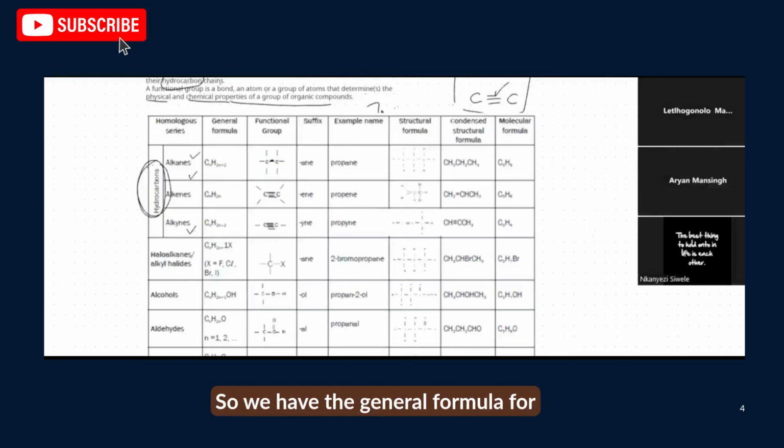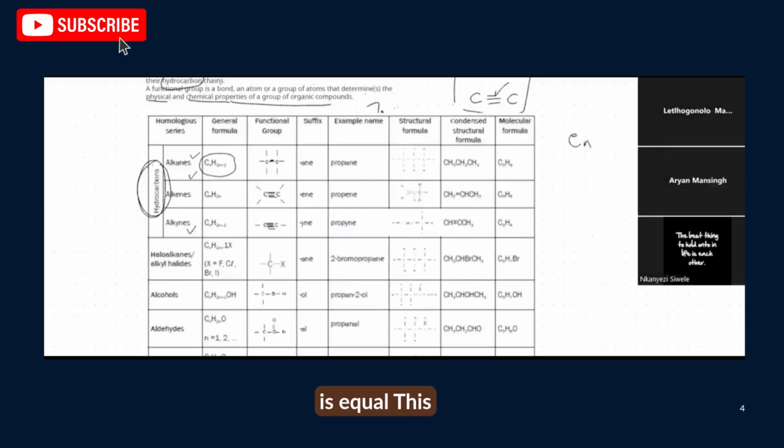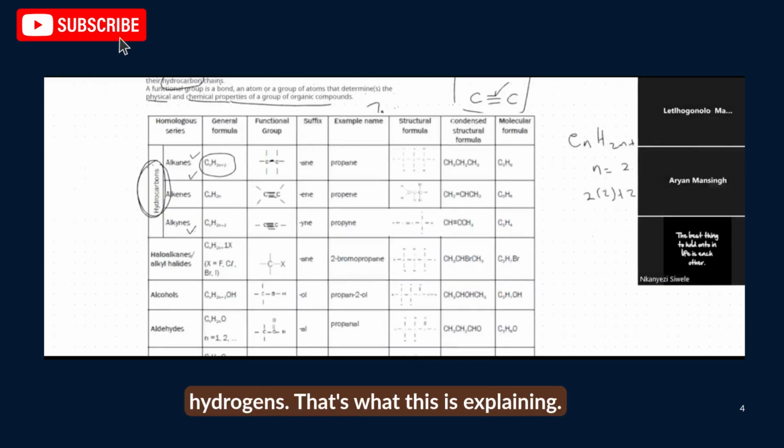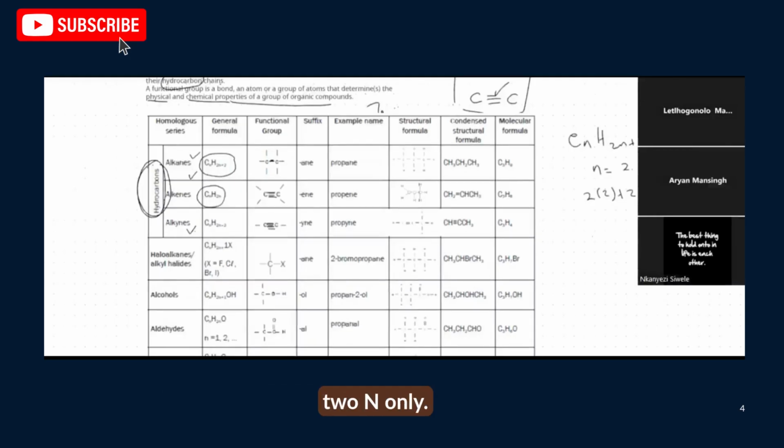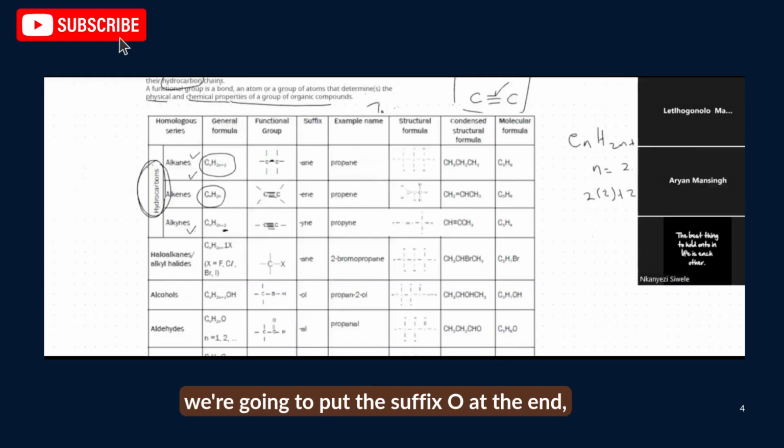So we have the general formula for our alkane here, which says CnH2n+2. This tells us that if we have 2 carbons, then we will have 2 times 2 plus 2 number of hydrogens. That's what this is explaining. We can see it's different from alkenes because it has now 2n only, and then for alkynes, we will have to then subtract 1.